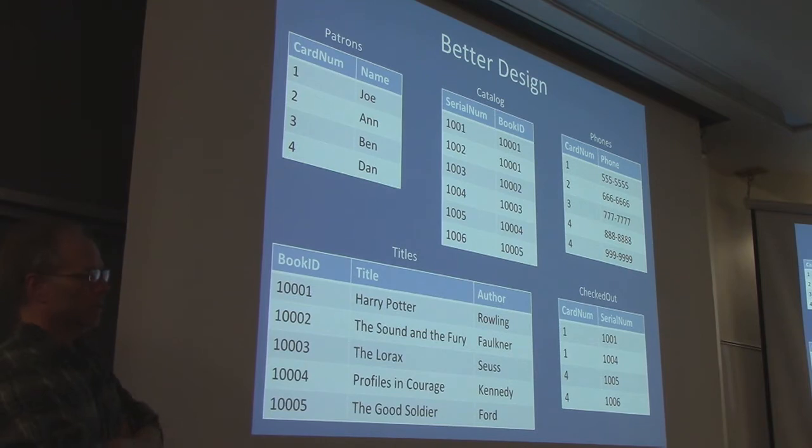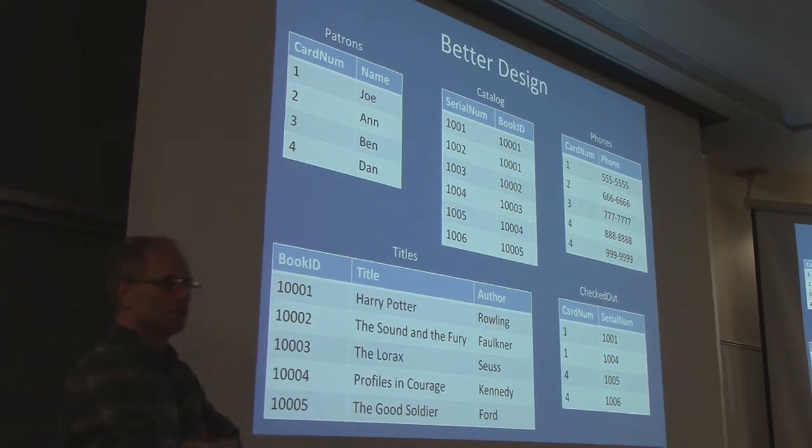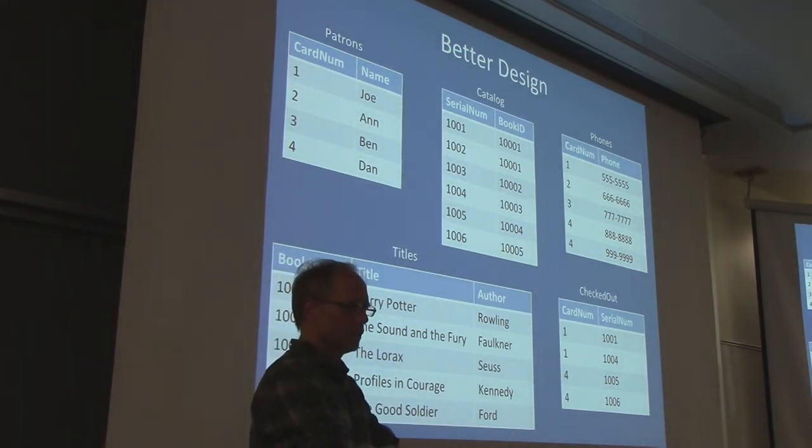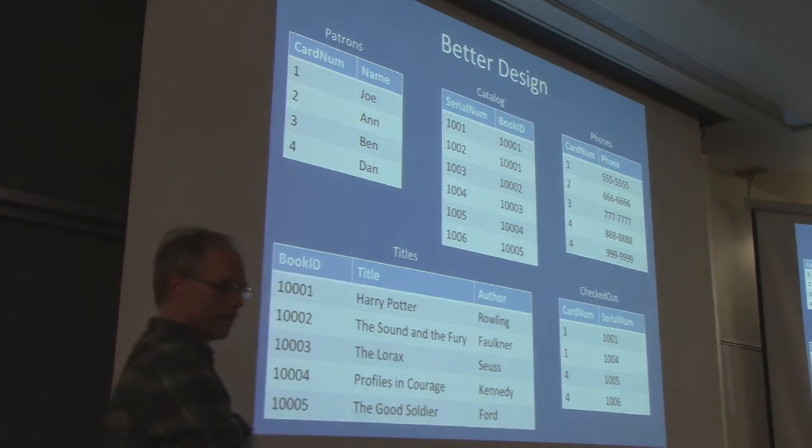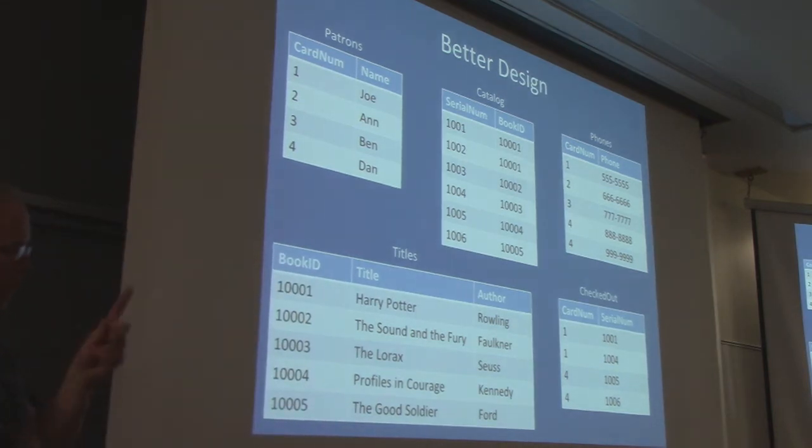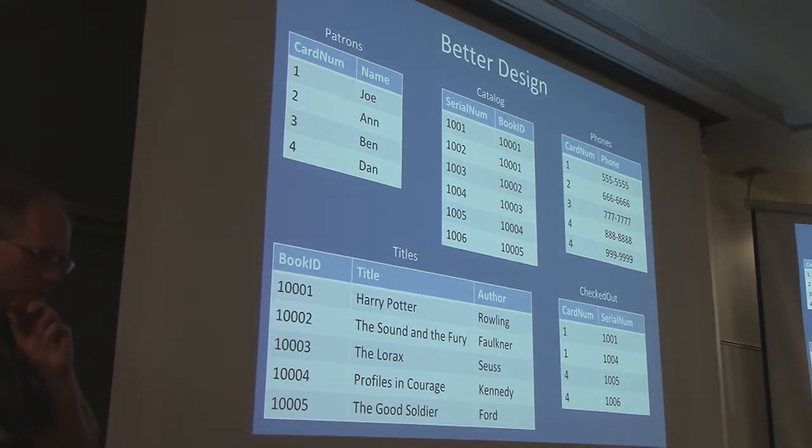But what's the cost? Yeah? I'm finding it really hard to see how to make these tables and how to divide up the data. Okay, so yeah, doing the design in the first place is tricky. It takes some experience. Yeah? If you want to find out what book Joe has checked out, you have to check this table, then jump to this table, then to this table to find out.